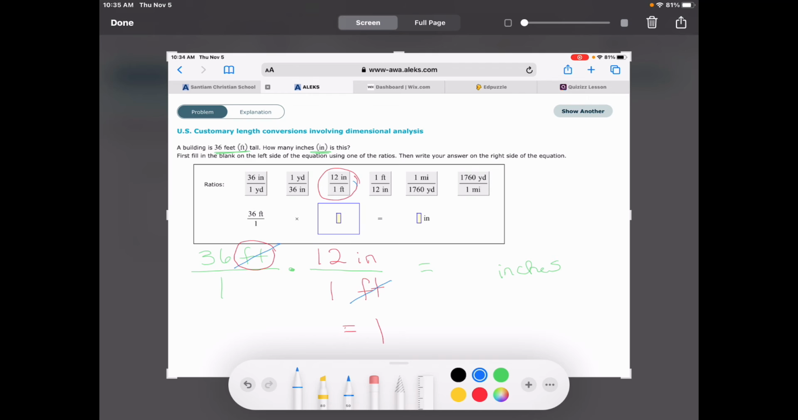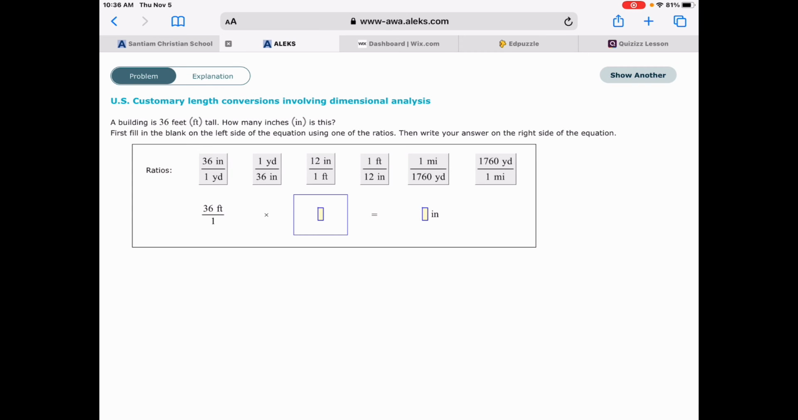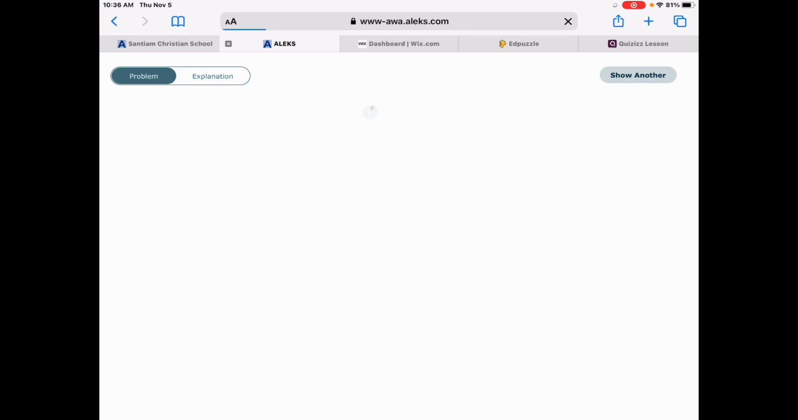So you're going to click and drag this down to here. I'm pretty sure that's all you have to do, is to drag that. And then the math that you're going to do is 36 times 12 for the top and 1 times 1 for the bottom. So when we do 36 times 12, we get 432. And we don't have to keep that over 1. It's 432 inches. Okay. Let's see if maybe I can do another one here.